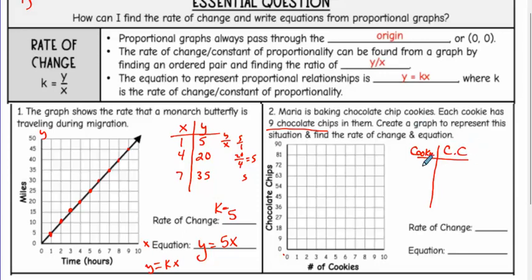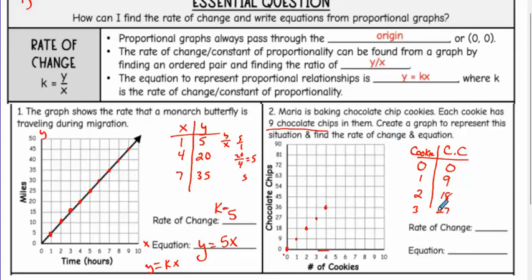So let's think about it. If there were no cookies, there would be no chocolate chips. So that's 0, 0. It has to start at the origin. Okay. If I had 1 cookie, that would be 9 chocolate chips. If I had 2 cookies, that would be 18 chocolate chips. 3 cookies times 9 would be 27, and so on. Hopefully you see the pattern here. 4 cookies would be 36. 5, you continue it out for me. Figure out what it would be.